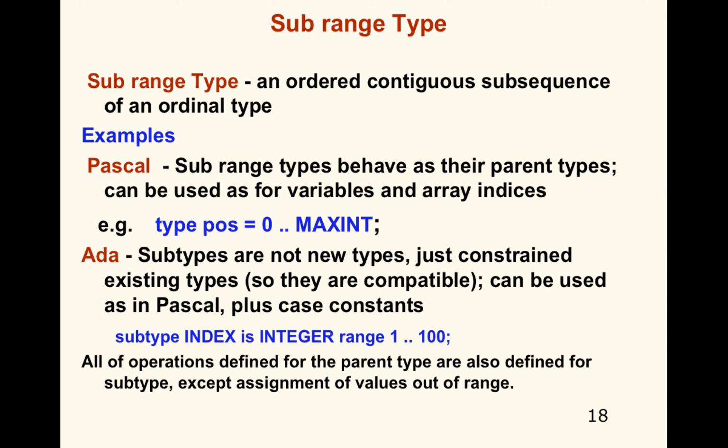So we also have this concept of subrange types. Subrange types are types that fit inside of other types. The definition says an ordered contiguous subsequence of ordinal types. I don't know what that means. Okay, let me give you a nutshell for this one here.